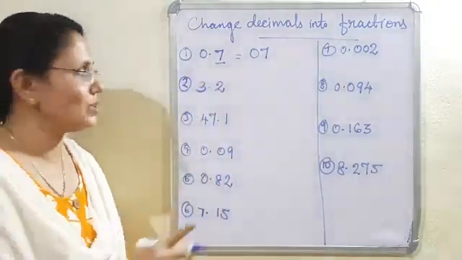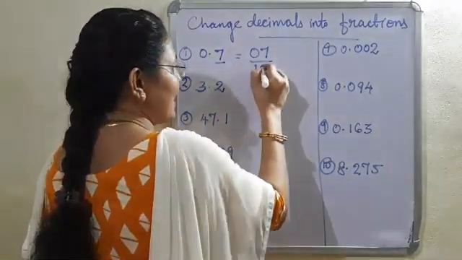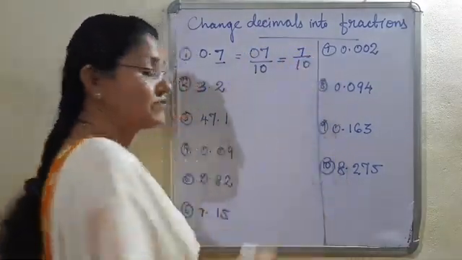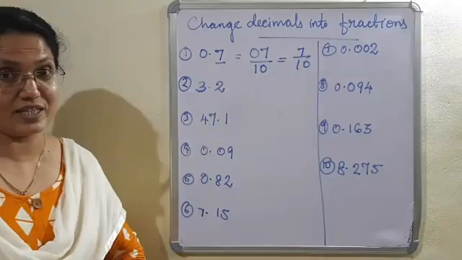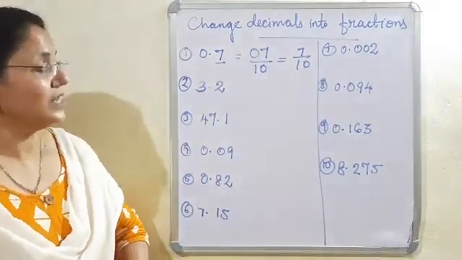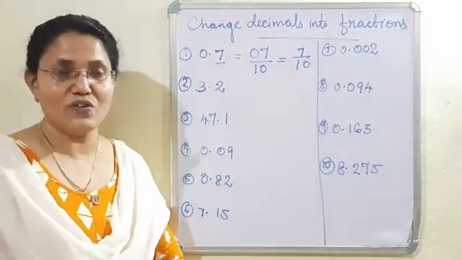And here, how many decimal places are there? Only 1. So that its denominator is 10. You know that 07 is what? 7 by 10. Left side of a number 0 is there, it has no value. In decimal number it has value, but in whole number it has no value.